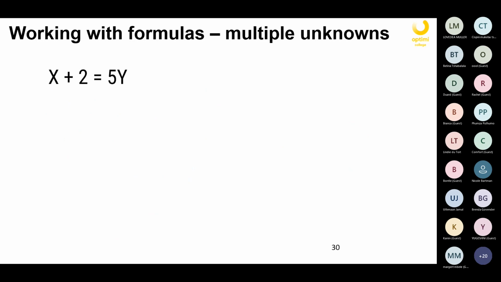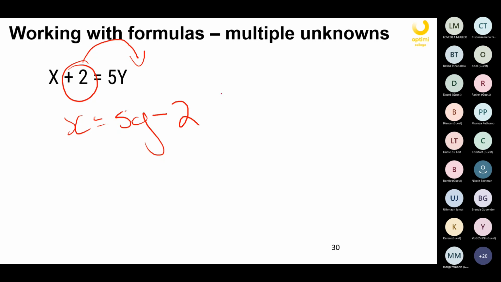Multiple unknowns. x plus 2 equals 5y. Solve x. I don't like the 2. So take it across. It changes its sign. x equals 5y minus 2. You don't have to go any further than that because they did not give you an x or a y. So x equals 5y minus 2. That's your final answer. Okay.